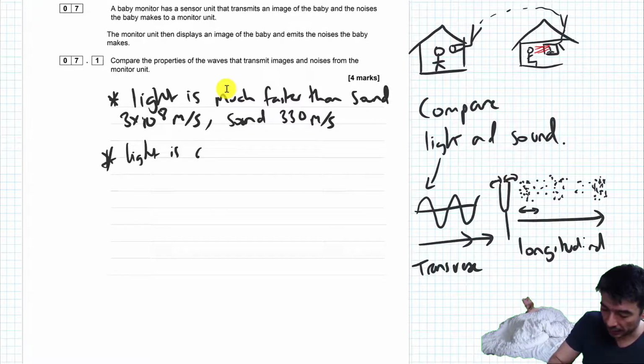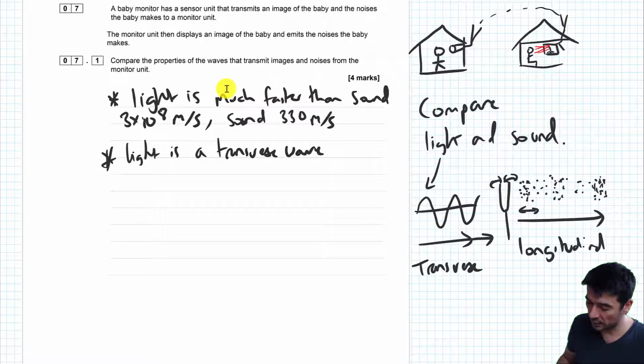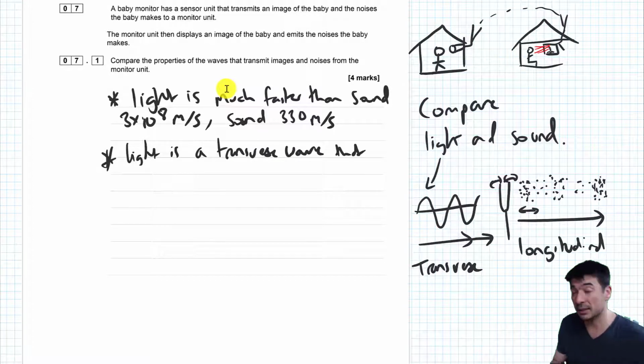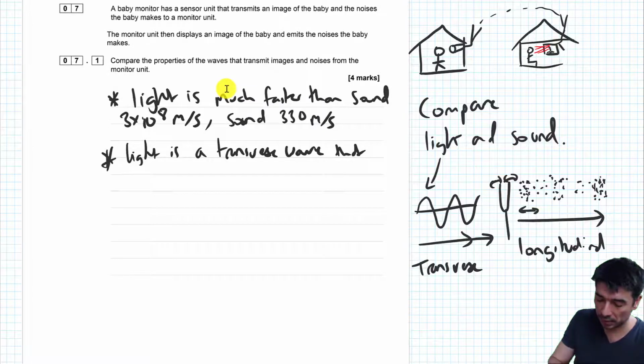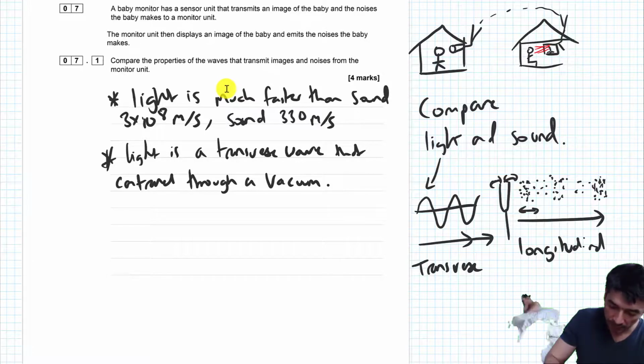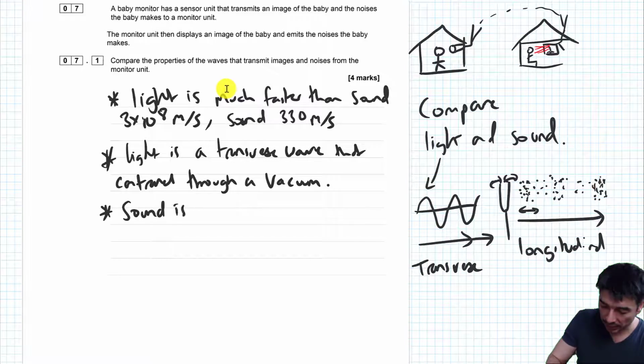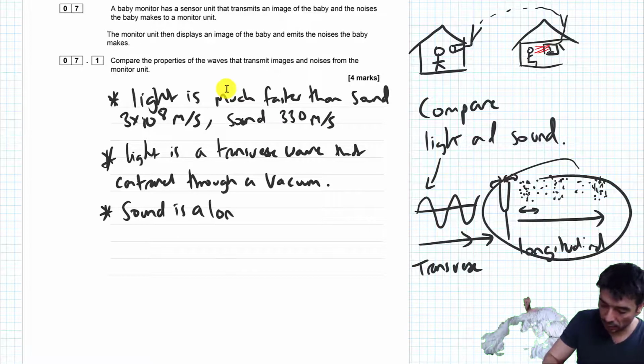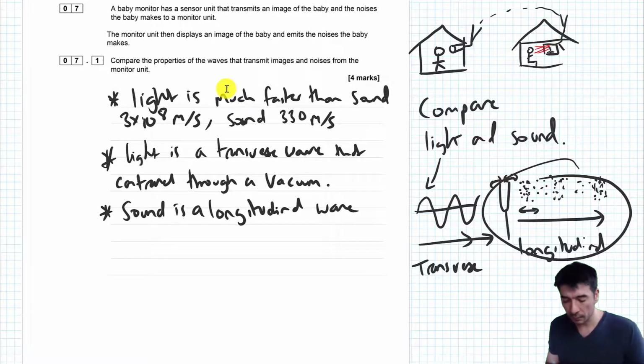Light is a transverse wave that can travel, this is another amazing thing about light, it can travel through a vacuum. Light is a transverse wave that can travel through a vacuum. So it doesn't need a medium to move through. Sound, on the other hand, is a longitudinal wave like this. Longitudinal wave.